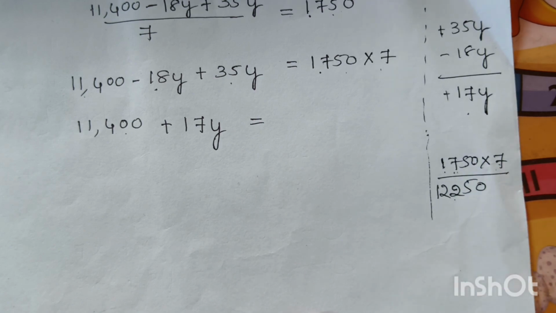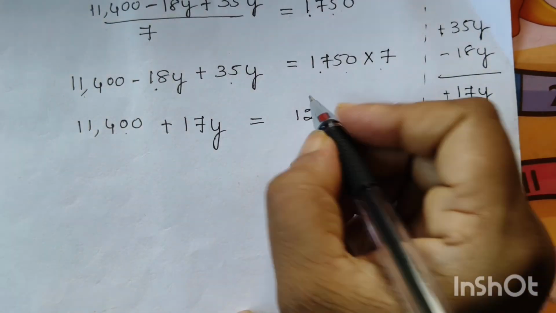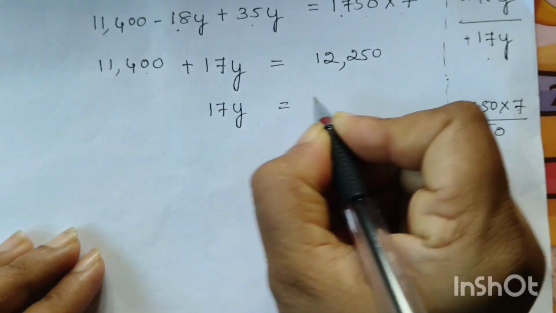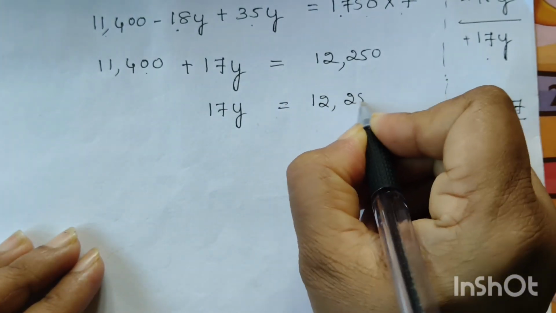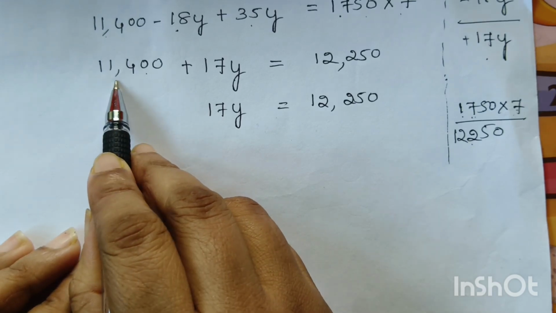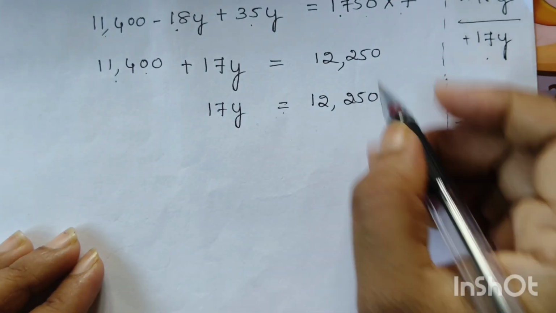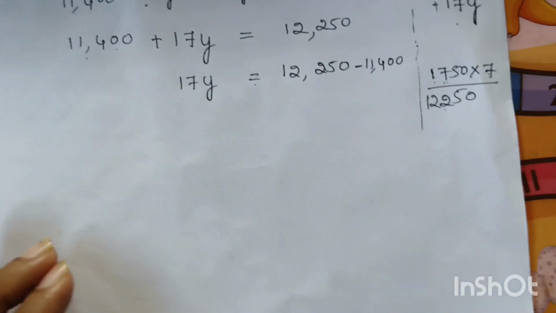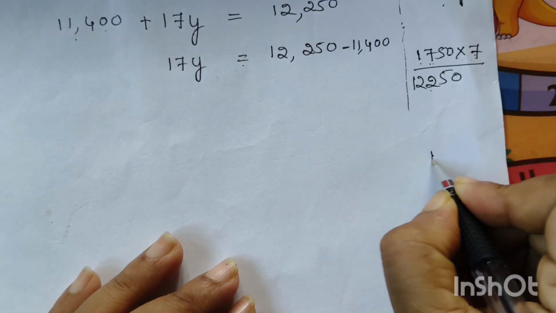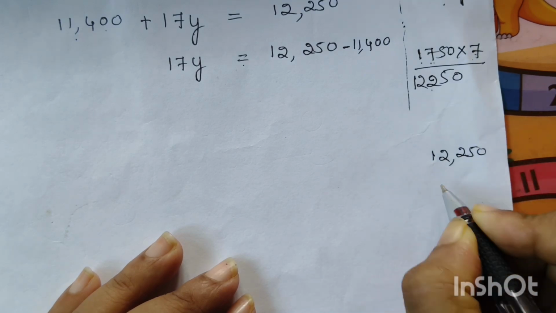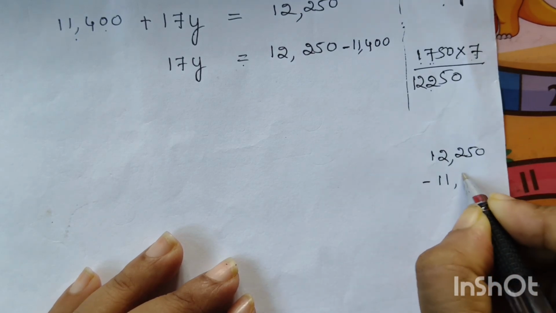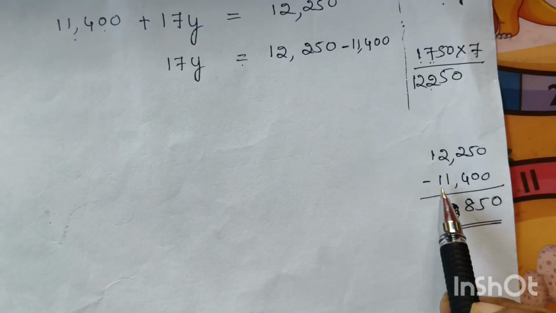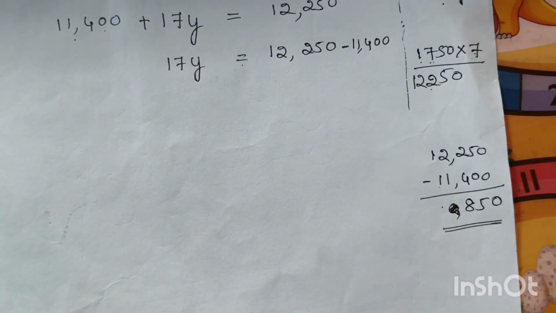1750 into 7 is 12,250. 17y is equal to 12,250. This plus 11,400, when it crosses the equal to sign, will become minus 11,400. So now let us subtract 12,250 minus 11,400. 12,250 minus 11,400 is 850.